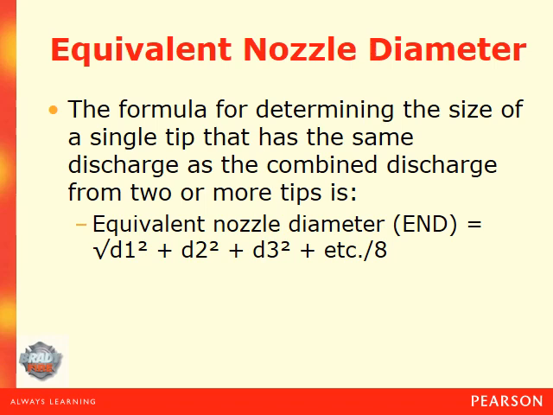The formula for determining the size of a single tip that has the same discharge as the combined discharge from 2 or more tips is as follows. Equivalent nozzle diameter will equal the square root of discharge 1 squared plus discharge 2 squared plus discharge 3 squared, and so forth and so on, divided by 8.